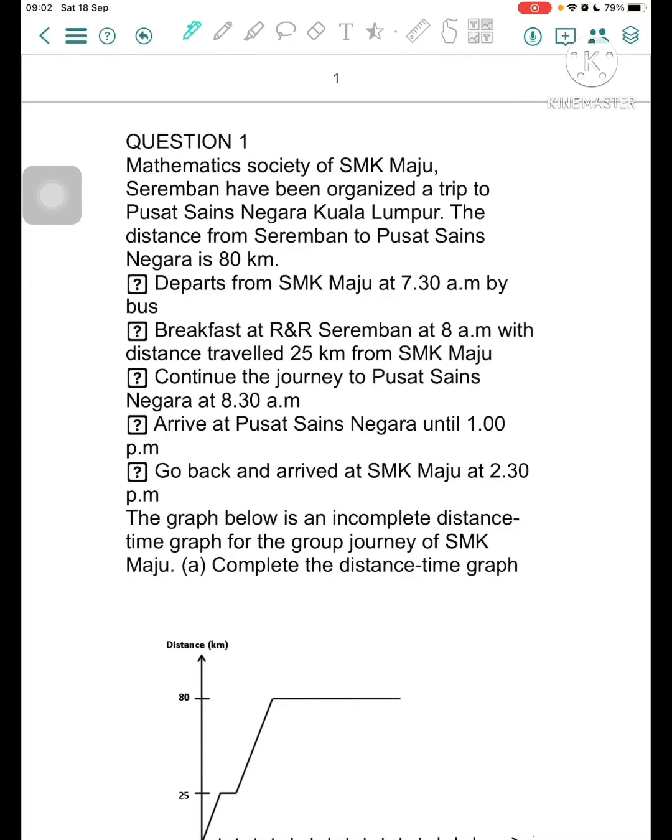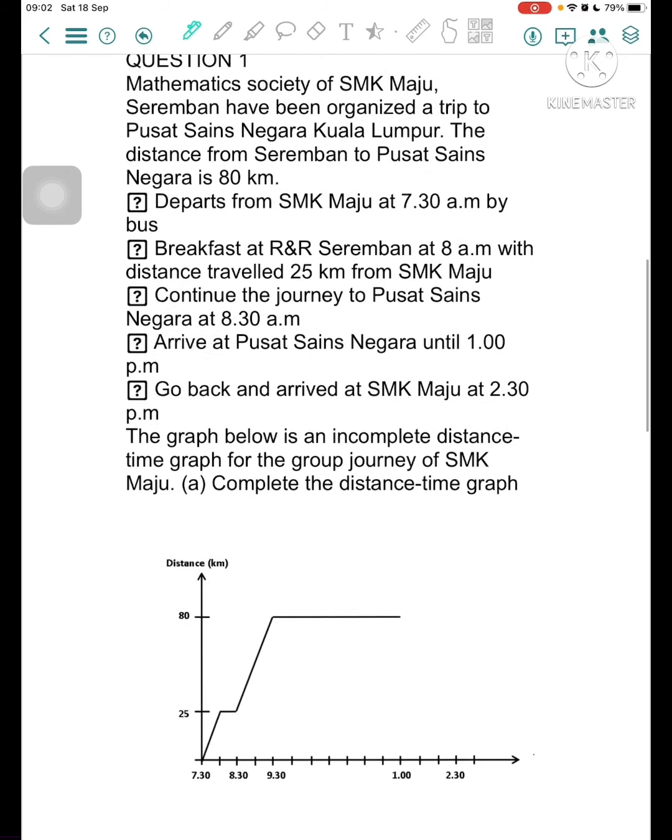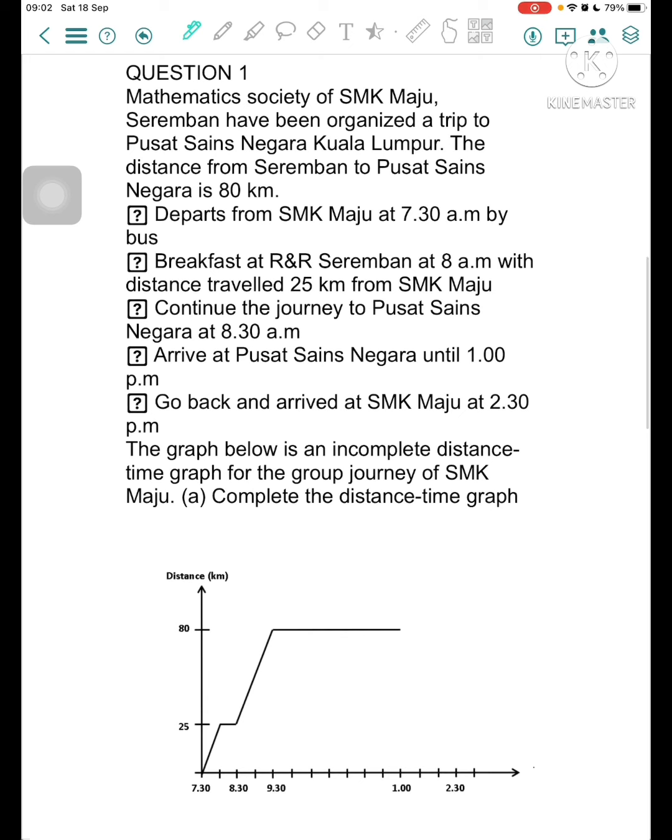Question 1. The Mathematics Society of SMK Maju Seremban has organised a trip to Pusat Sains Negara Kuala Lumpur. The distance from Seremban to Pusat Sains Negara is 80 km. Okay, the first point is departs from SMK Maju at 7:30 am by bus. So looking at the graph, 7:30 am should be the time they depart from SMK Maju.